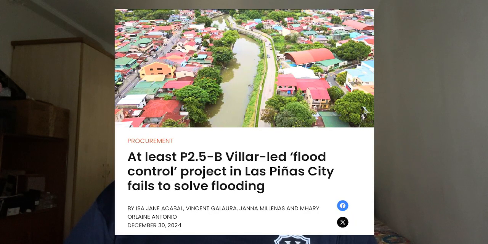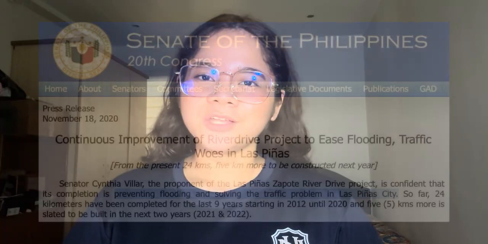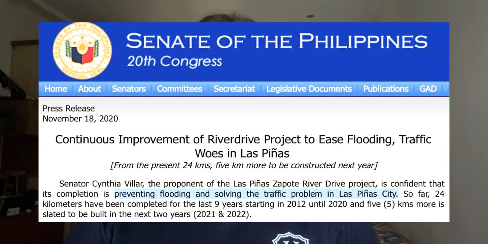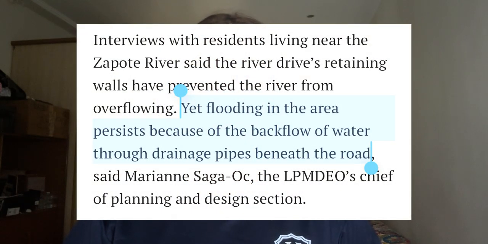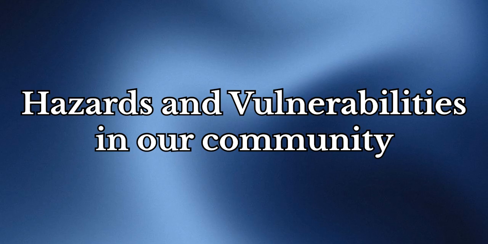In our community, the Las Piñas Zapote River Drive, a flood control project initiated by Senator Cynthia Villar, was intended to reduce flooding and clean the Zapote River. Despite its completion, flooding persists in nearby communities. Listed are the hazards and vulnerabilities that occurred during floods in our community.